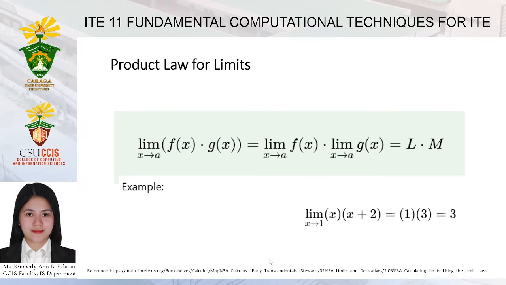So the product law for limits, we have here the limit as x approaches a of f of x multiplied by g of x is equal to the limit as x approaches a of f of x multiplied by the limit as x approaches a of g of x. This rule says that when two functions are multiplied together, you can find the limits of each one separately, then multiply the results. So the limit of a product is the product of the limits. So nagmultiply ra ka diri ay substitute lang nato siya.